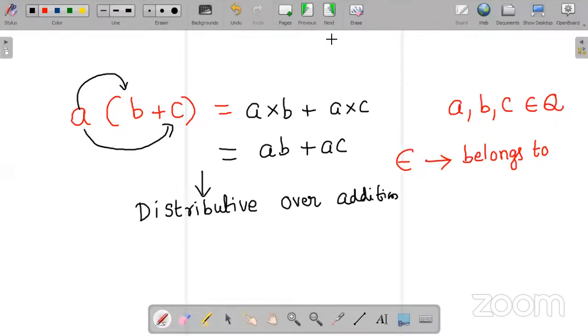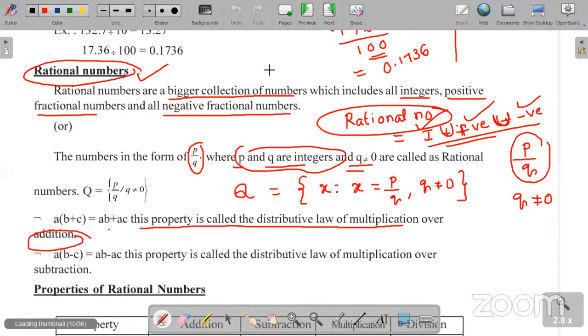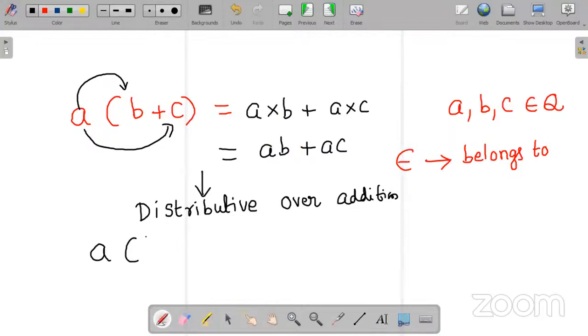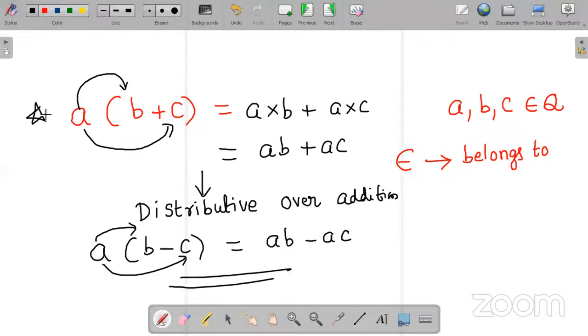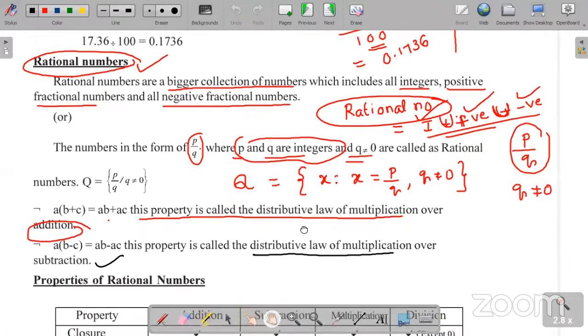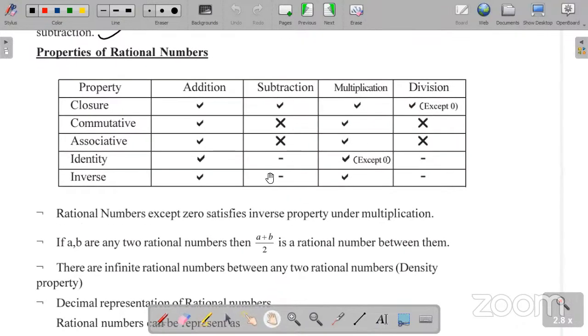One more thing. Let us move to the previous page once again. Distributive law of multiplication over subtraction also holds. If A, B, C are rational numbers, A times B minus C is there. In a similar fashion, A into B is AB, A into C is AC. You can write AB minus AC. That means it is distributive over subtraction also. So next, let us discuss the properties of the rational numbers.